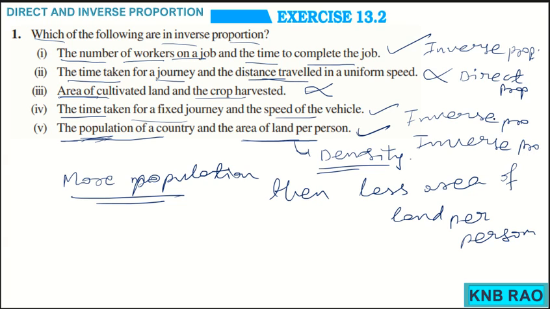So, totally we have: the first one is an inverse variation, the fourth one is an inverse variation, and the fifth one is an inverse variation.